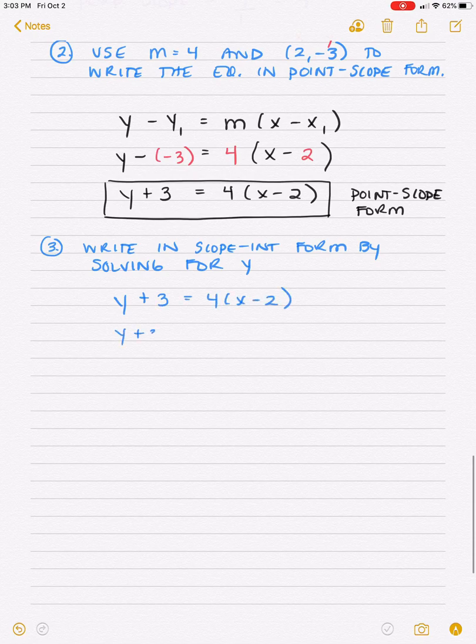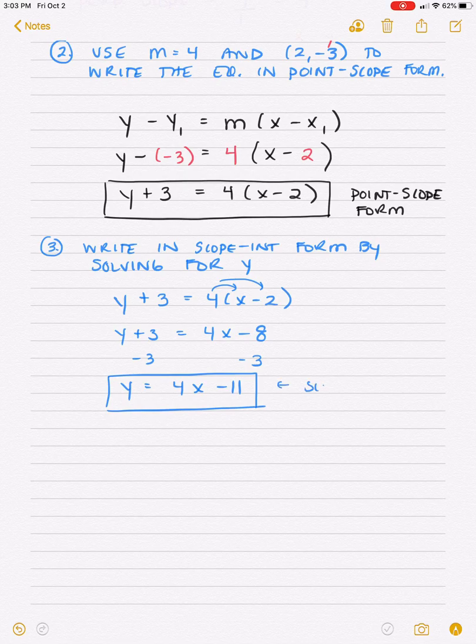All we need to do right here is distribute the 4, get the y by itself, and it's going to be in slope-intercept form. So I'm going to minus the 3 from both sides, and we're going to get y equals 4x minus 11. And this right here is going to be slope-intercept form. I want to make sure you see the difference between the two, and I also want you to see how we use point slope form to get it into slope-intercept form, because there's going to be an activity coming up where that's what you are going to do.